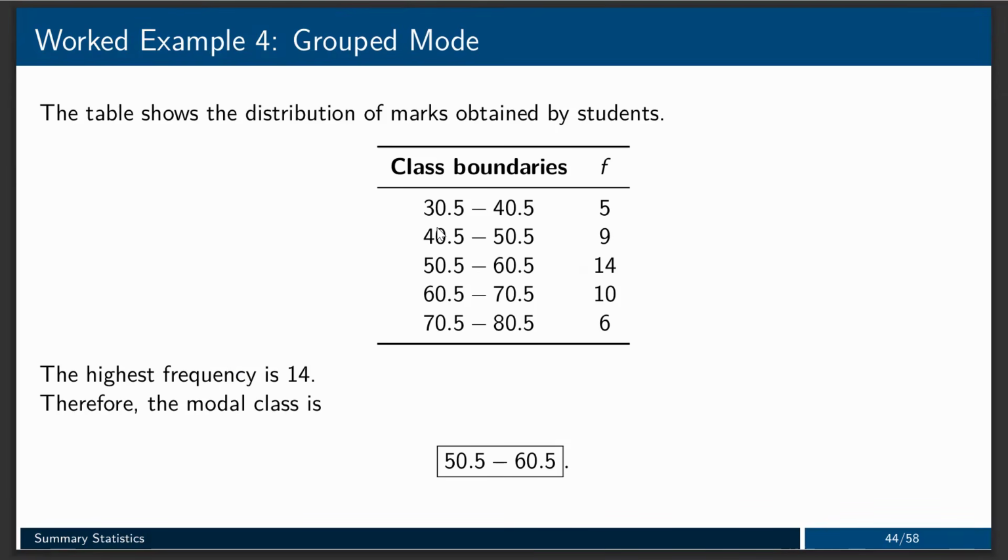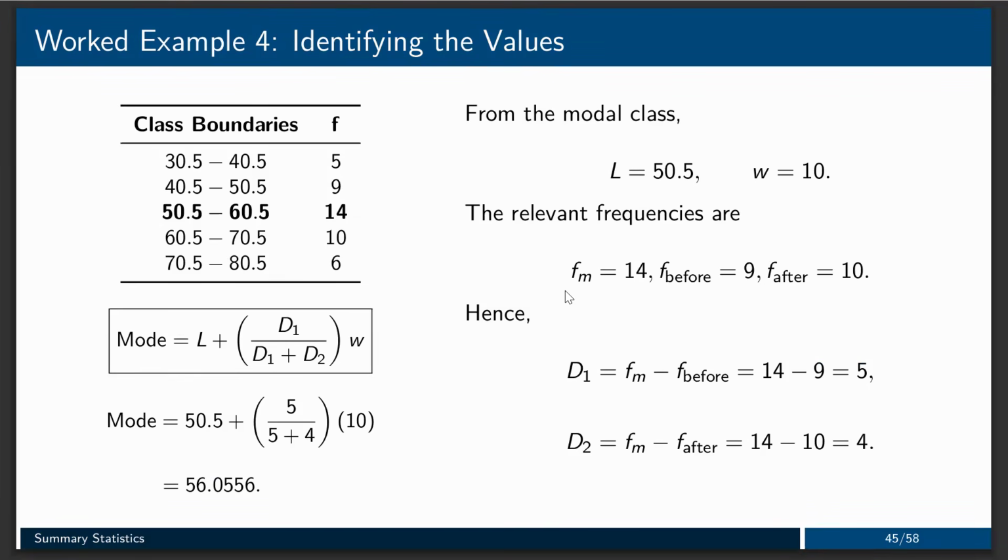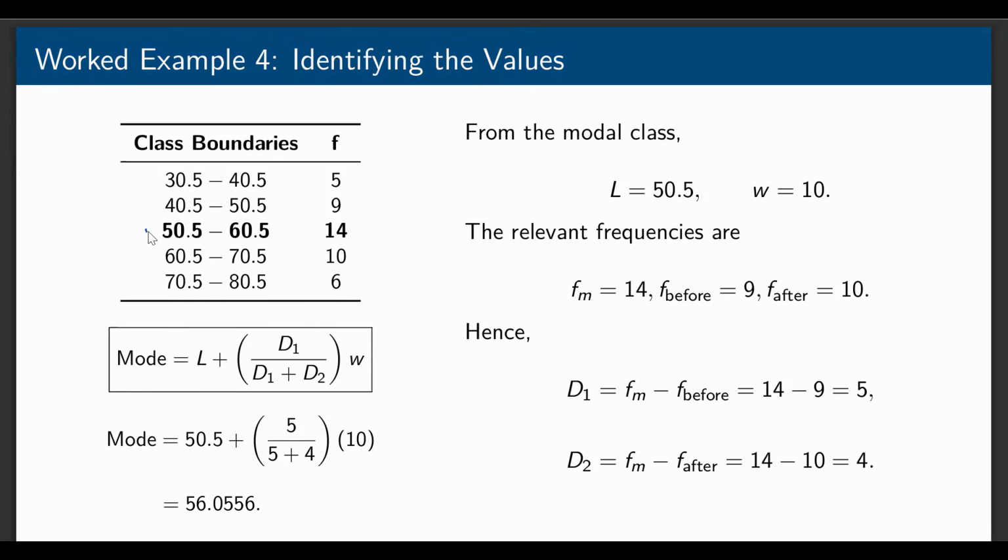The table shows the distribution of marks obtained by some students. Just by looking at this table, you can know the modal class because the highest frequency here is 14. So the class that corresponds to 14 is our modal class, and that's 50.5 to 60.5, and we have that written here. So we found our modal class, which is here.